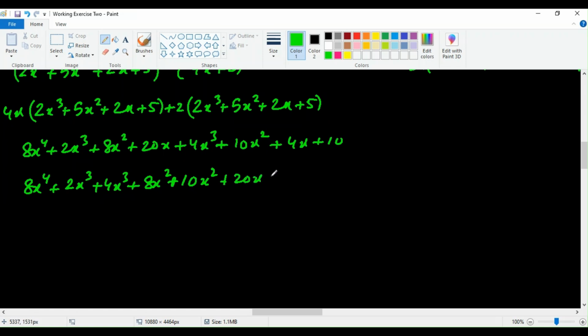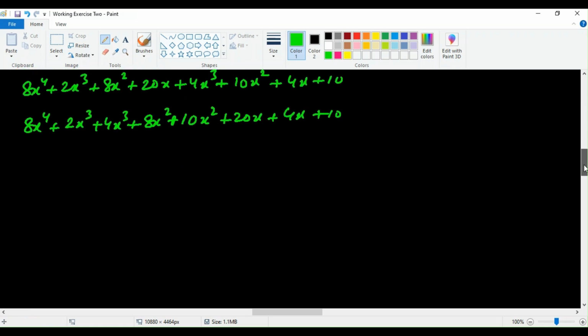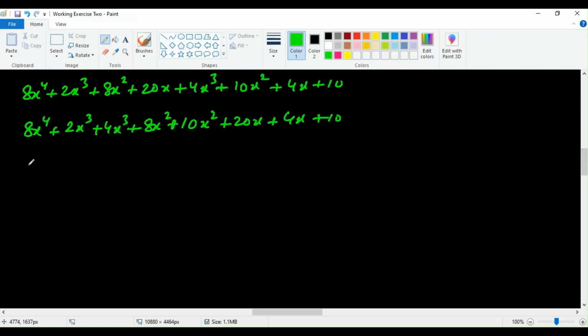These steps are very important. Never miss these steps because these steps are going to get you full marks and without deduction of any marks for working. So 8x power 4, and 2x cube and 4x cube gives us a 6x cube, and 8 and 10 gives us an 18x square. Then 20x and 4x gives us a plus 24x plus 10. This is the final answer for question number 6.